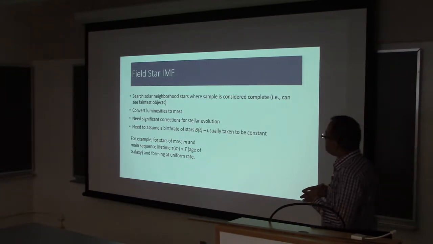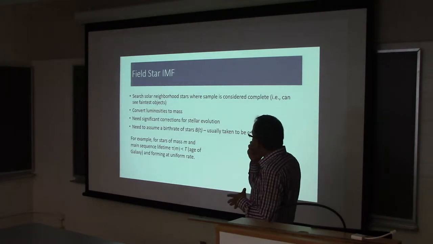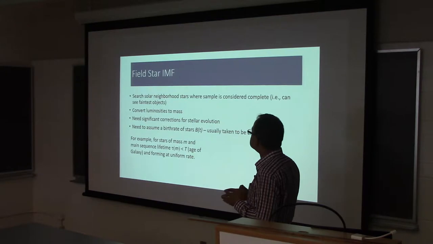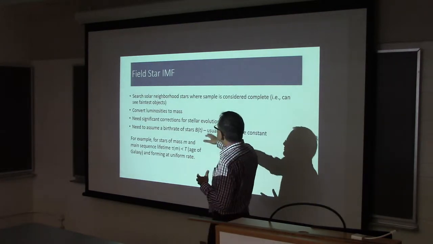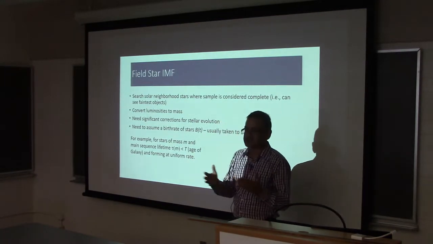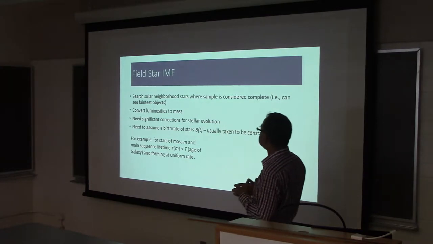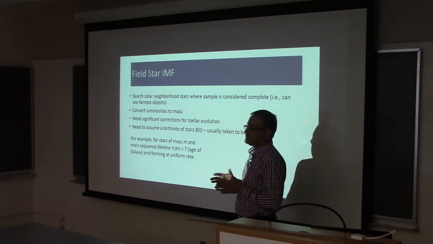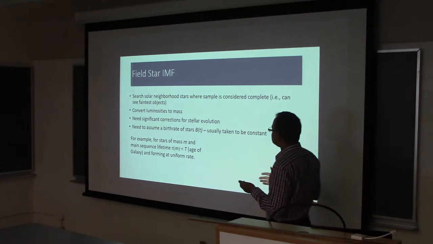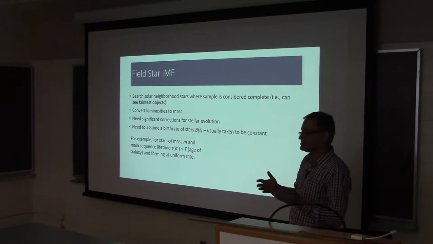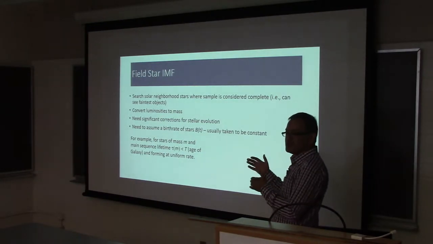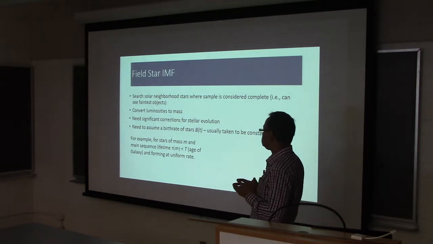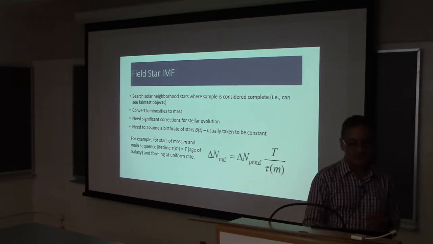So for the field star IMF, I think this is repeating some things I already said. So these are some of the caveats and pitfalls. You definitely have to correct for stellar evolution, because the most massive stars in the field would have evolved off the main sequence. And people generally assume that the birth rate of stars is constant in the galaxy. You don't really have to assume that. I guess cosmologists don't even believe that's true. But generally, for the IMF, people are assuming that to be a constant, because it makes the analysis easier.